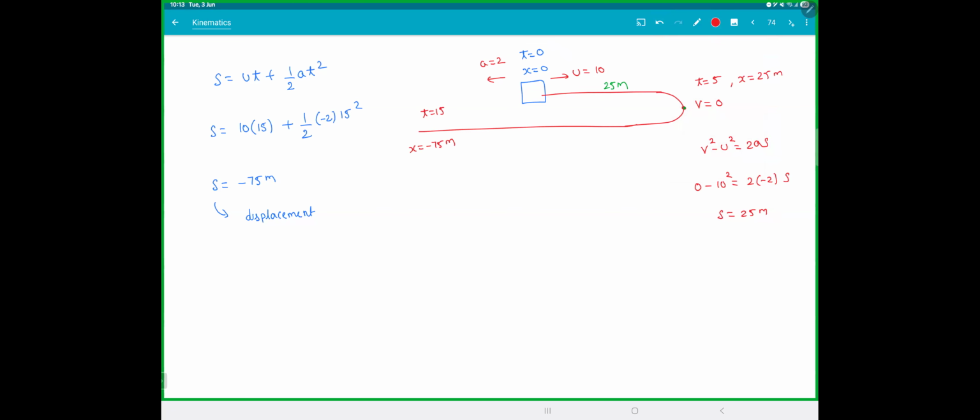What can we conclude from here? Listen, you're at x is equal to 0. Then you went to x is equal to 25. Then you went to x is equal to minus 75. I mean, how did you travel? You went from 0 to 25 and 25 to minus 75, right?